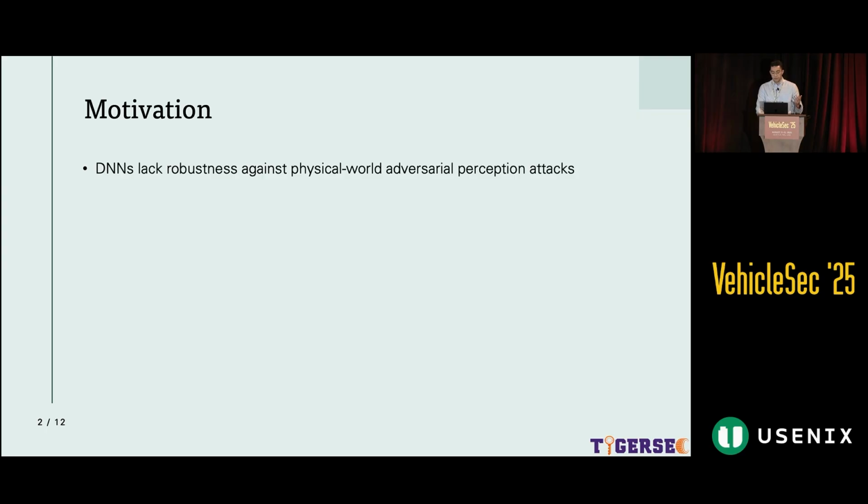Current autonomous vehicles heavily rely on deep neural networks for perception. However, these DNNs have been found to have a fundamental weakness. They're vulnerable to adversarial attacks. Let's look at an example.